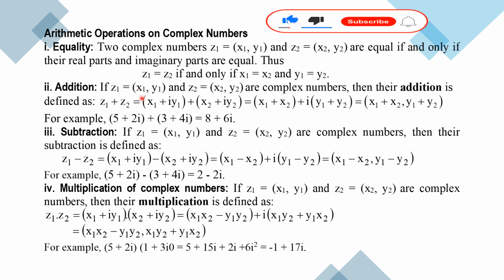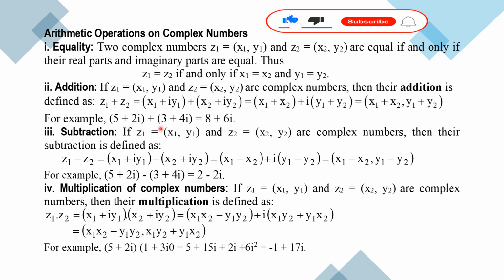If z1 is equal to x1, y1 and z2 is equal to x2, y2, then the addition z1 plus z2 is x1 plus iota y1 plus x2 plus iota y2: real part added with real part, plus iota times imaginary part added with imaginary part. How can we write it in ordered pairs? x1 plus x2 comma y1 plus y2.